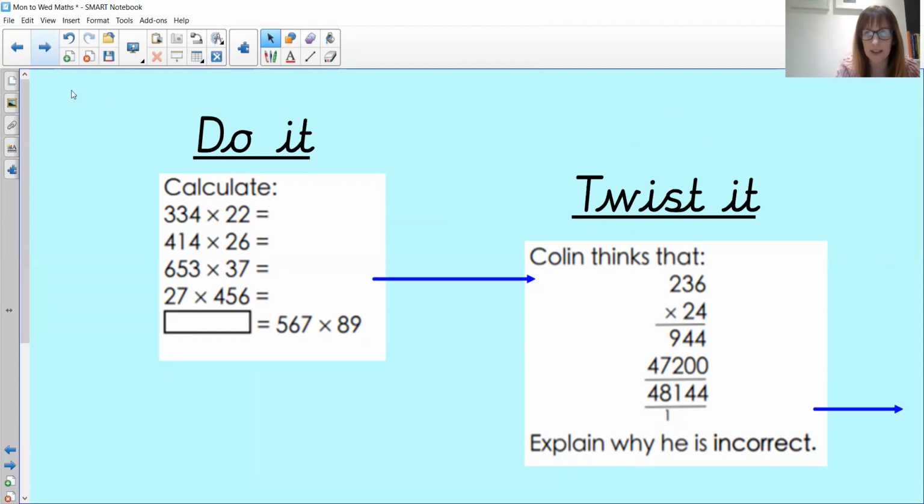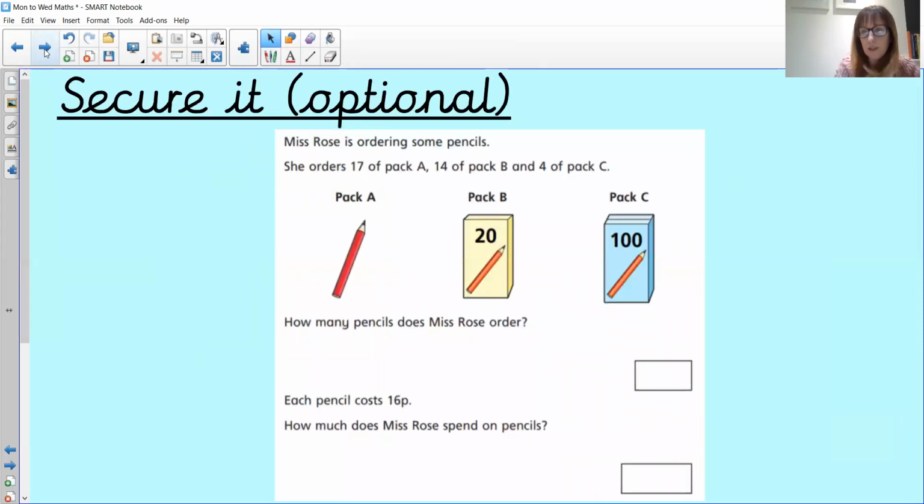Right, so you'll do it and twist it. Very similar to yesterday, okay? So you've got some do its just to practice that method. Make sure you really are secure with that. And then we've got a twist it, so have a look carefully at what's gone wrong here. Answer it, prove it, and explain what he did wrong. And then for secure it today there is another word problem. So you could have a go at that.